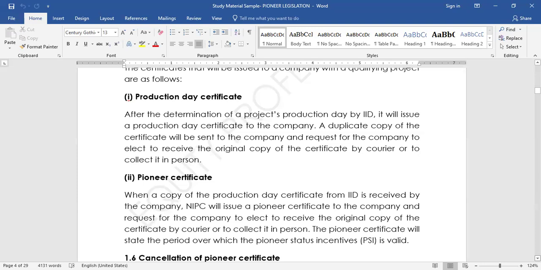Mind you, you can only extend your production day certificate for 12 months. You cannot extend it more than 12 months. If you extend your production day certificate more than 12 months, your pioneer status will be revoked. That means if you want to extend your production day certificate, it must not exceed 12 months. If the extension exceeds 12 months, your pioneer status will be revoked. That means it will lead to cancellation of pioneer incentive. Your company will no longer enjoy pioneer incentive again.